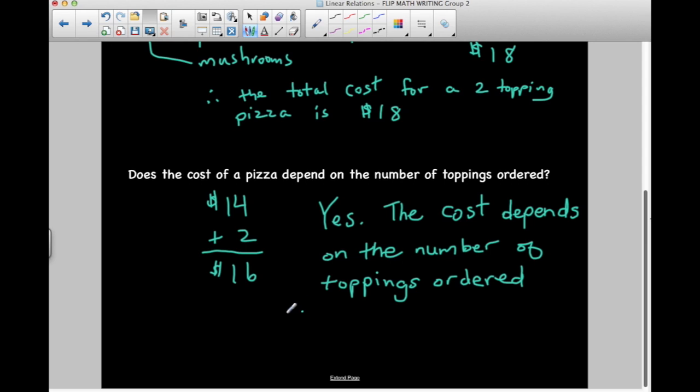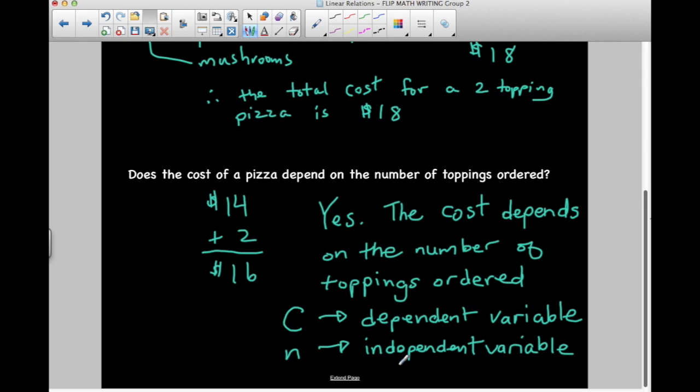where C is a variable that can represent our cost. We call that the dependent variable, and N represents the number of toppings ordered, and we call that our independent variable.